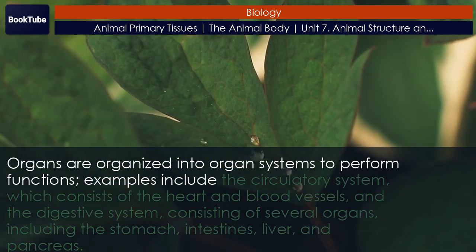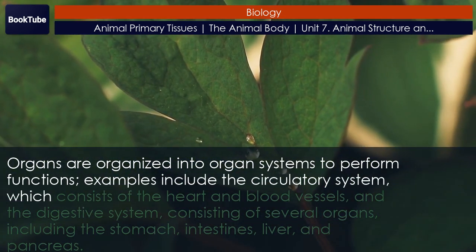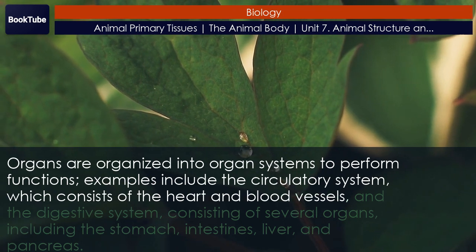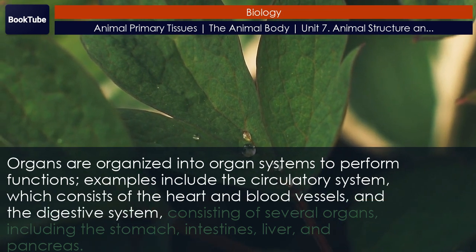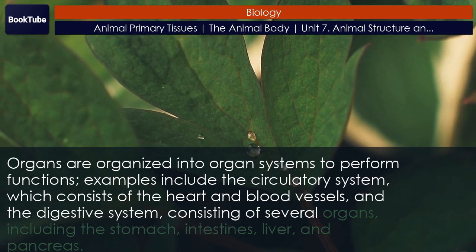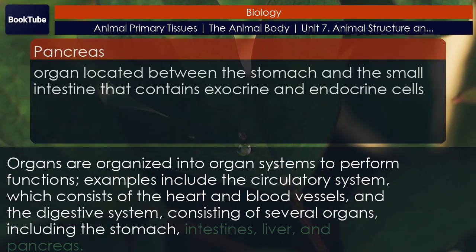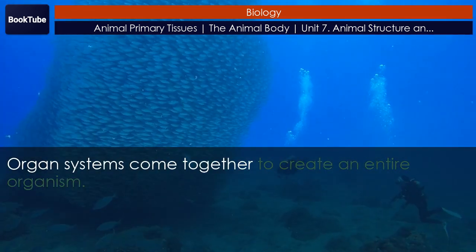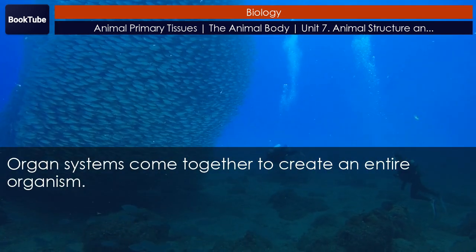Examples include the circulatory system, which consists of the heart and blood vessels, and the digestive system, consisting of several organs, including the stomach, intestines, liver, and pancreas. Organ systems come together to create an entire organism.